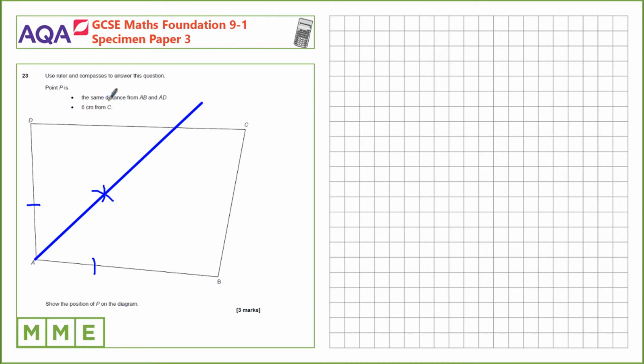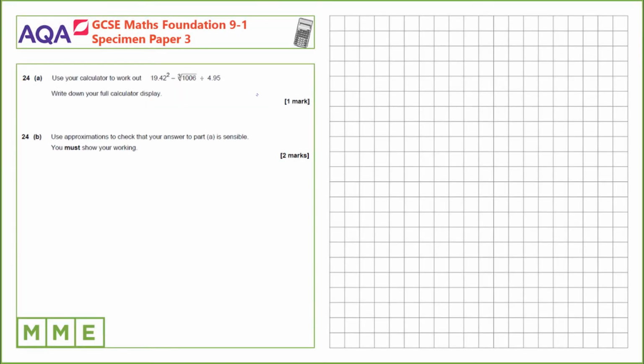Next, we want something that's 6 centimeters from C. For this, we'll take our compass and measure it to 6 centimeters in span, place the point of our compass on C, and draw an arc that cuts all of this area. So every point on this arc should be 6 centimeters from C. For point P, we just need the intersection of these two lines, and that's here. Point P.